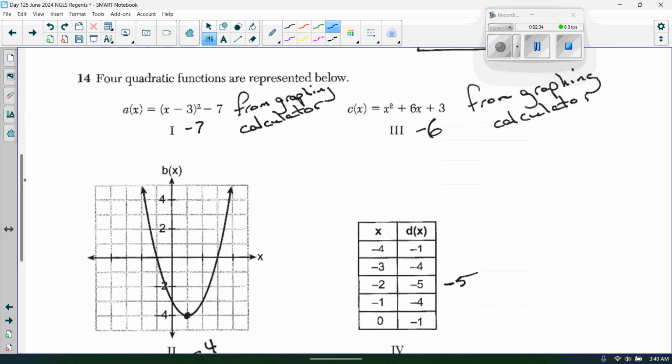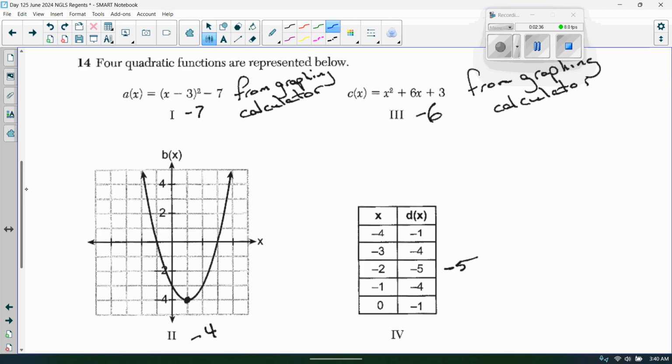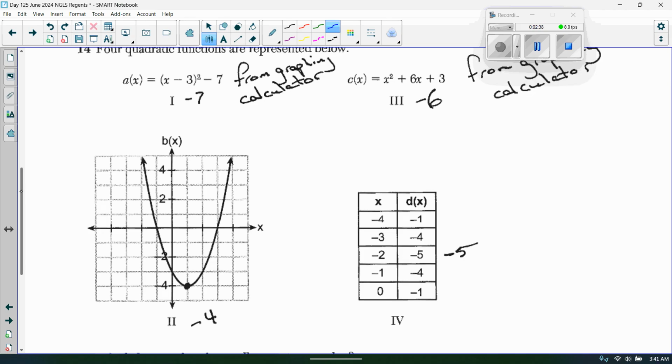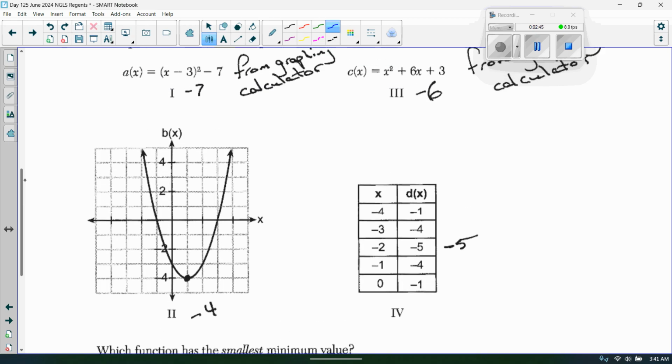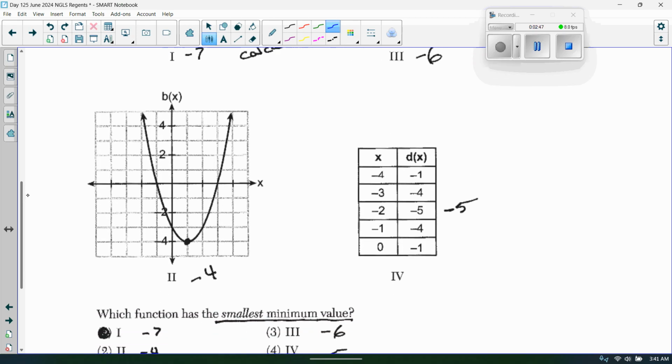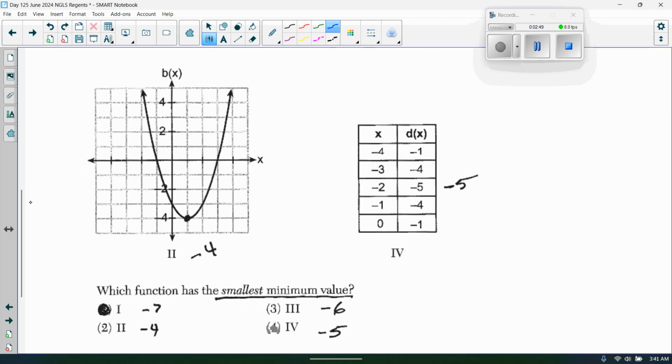Okay, number 14. So for number 14, it says 4 quadratic functions are represented below. Then the follow-up is, which function has the smallest minimum value? Okay, so why don't I start with the most obvious ones? So remember, minimum is the lowest point. We'll write that out. Lowest point.